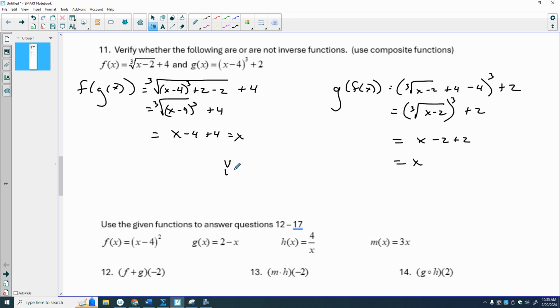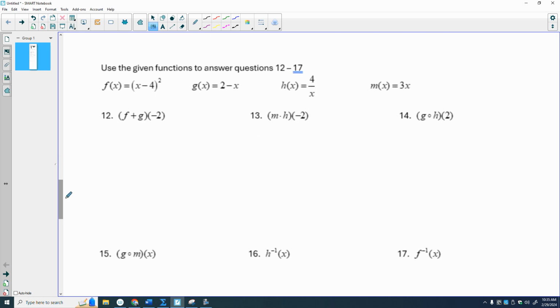Verify whether they are inverses. Yes. Use given functions to answer these questions. So f plus g of negative 2 means f of negative 2 plus g of negative 2. F of negative 2, put negative 2 right there. Negative 2 minus 4 is a negative 6 squared. It's a positive 36. Put a negative 2 right there. 2 minus a negative 2 is 4. Add them together. We get 40.